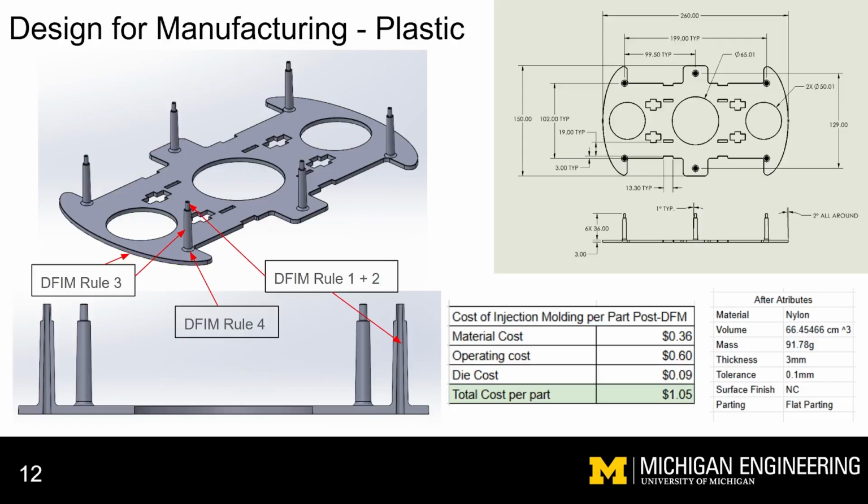Lastly, the lightweighting holes were added to reduce material cost as well as decrease the weight from 120 grams to about 90 grams. Overall, the final cost per part was $1.05, reducing the cost per part by over 53 cents from the prior state and designed for assembly.